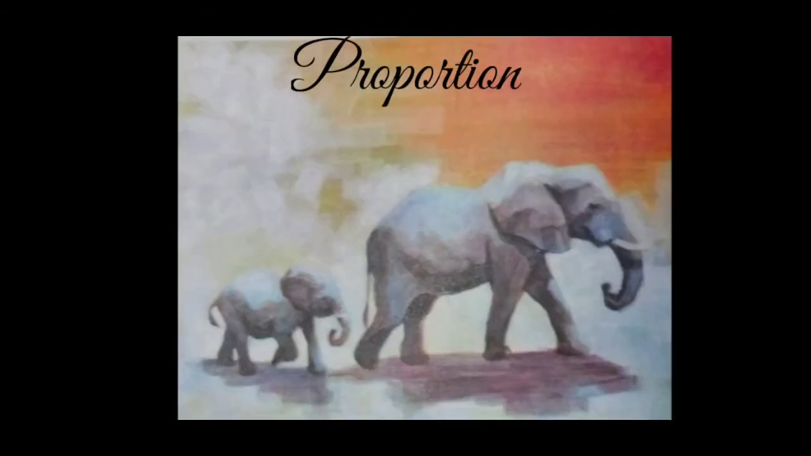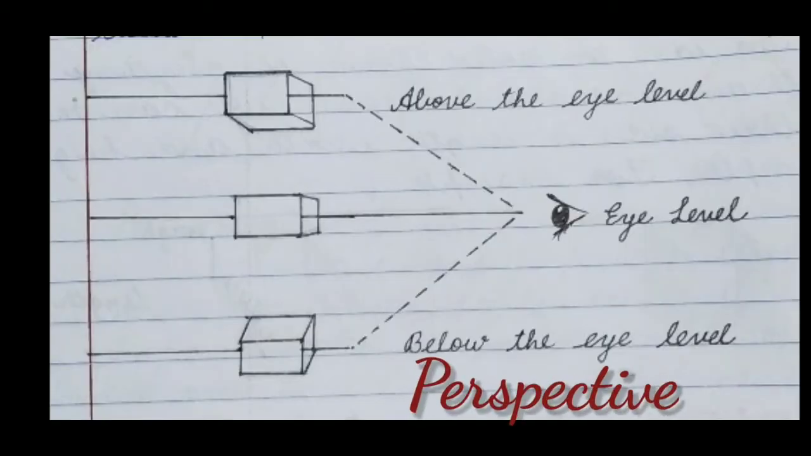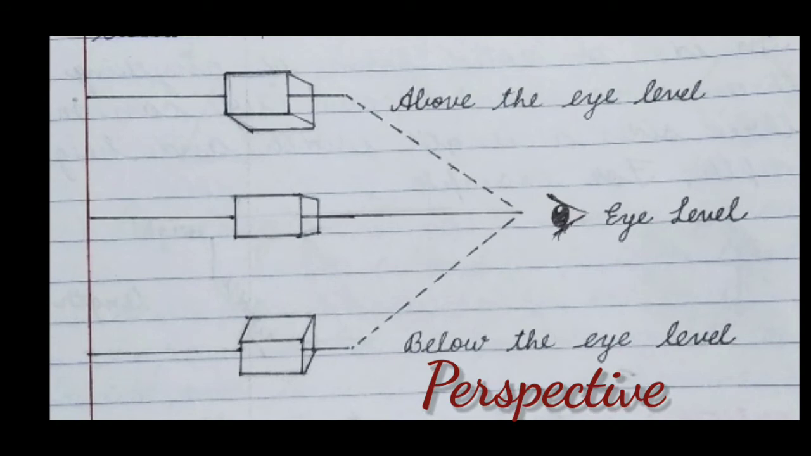Now, next element is proportion. Proportion is the eye measurement of a variety of sizes, shapes and positions of the parts of the picture or subject that we draw. See, in the given painting, the artist has shown a mother elephant with her baby. As you see, the baby is smaller than her mother, according to the proportion, just as we see in real life. Now, the next element is perspective.